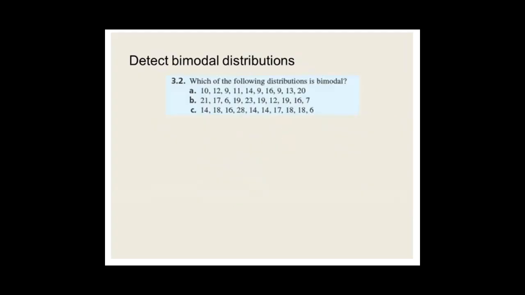As we continue talking about shapes of distributions, let's look at some examples of data sets and determine if they are bimodal distributions. Remember, bimodal distributions have two class intervals or scores with high frequency, separated by at least one class interval or score with low frequency. Let's practice identifying bimodal distributions using problem 3.2 from page 46 in your text.